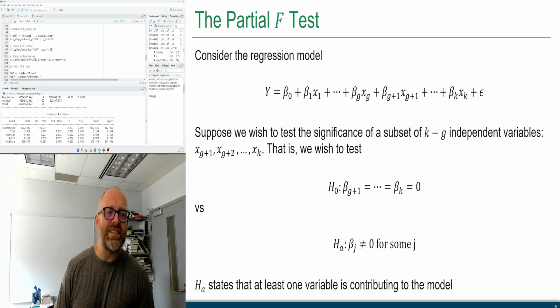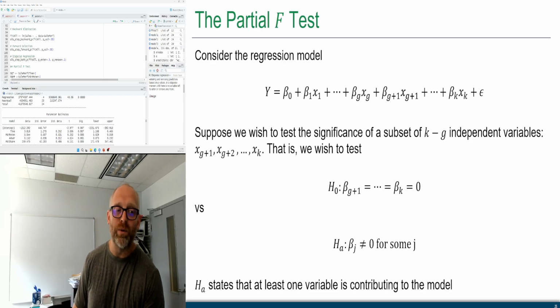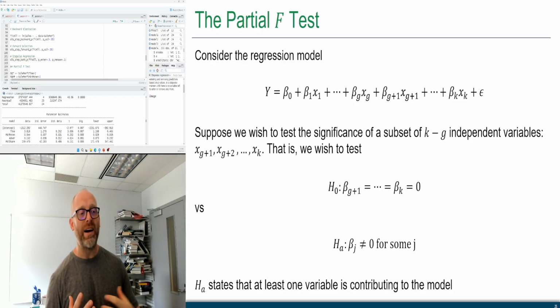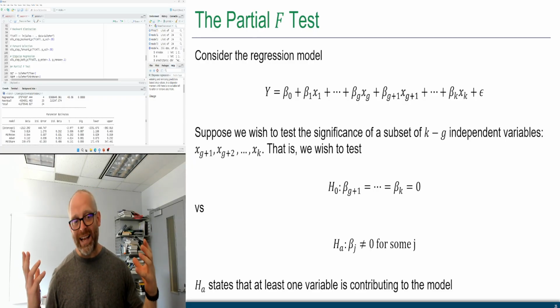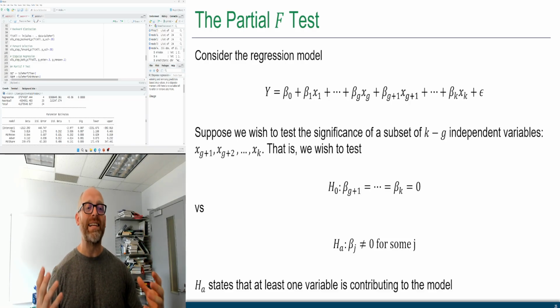So suppose we wish to test the significance of k minus g, with k being the total and g being the original ones in there. So this is the additional k minus g independent variables, x g plus 1 all the way up to xk. We're saying, does it make sense to add these to the model?